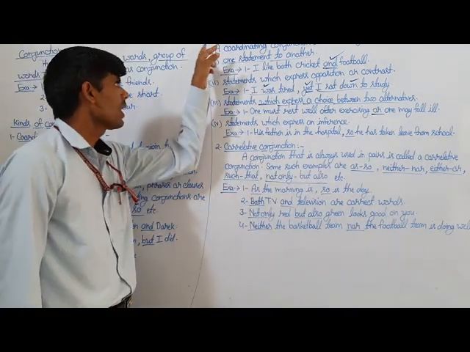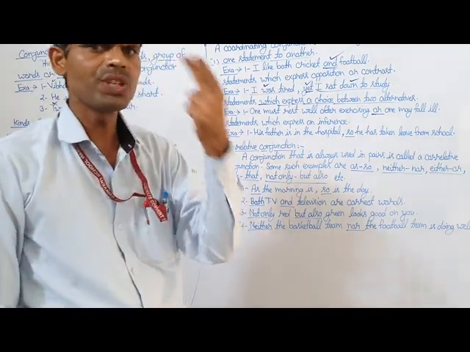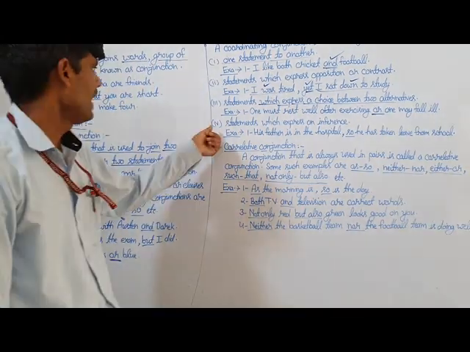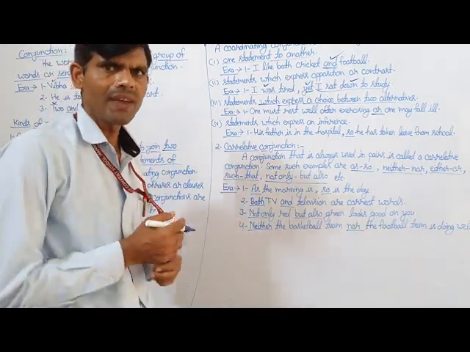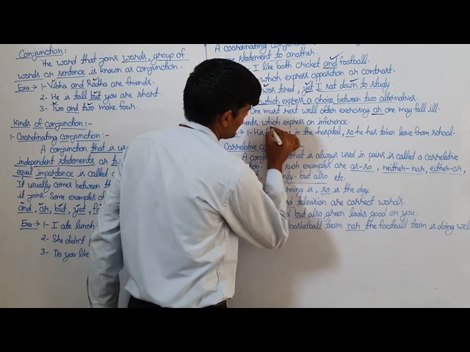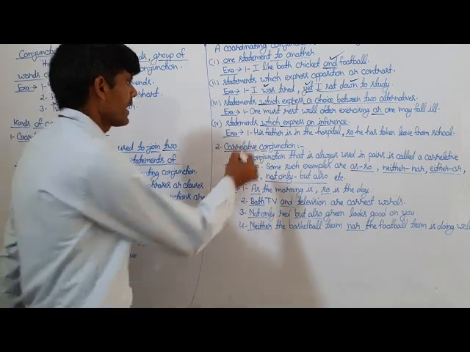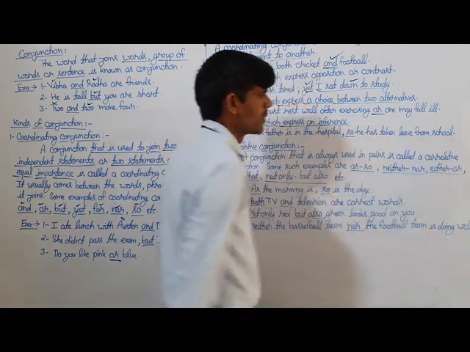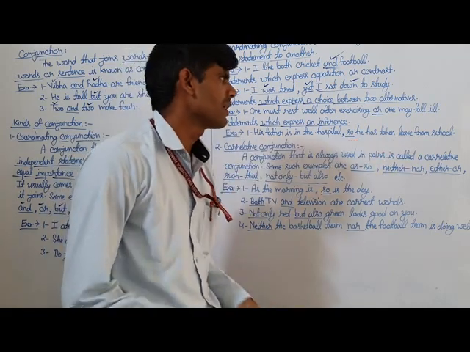So we can say that a coordinating conjunction is used to join two statements which express a choice between two alternatives. And here is the fourth function of the coordinating conjunction, and that is, it is used to join statements which express inference. Inference means guess. It is used to join two statements which express an inference. For example, his father is in the hospital, so he has taken leave from school.